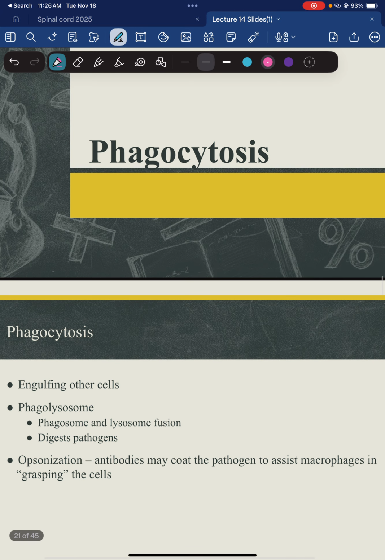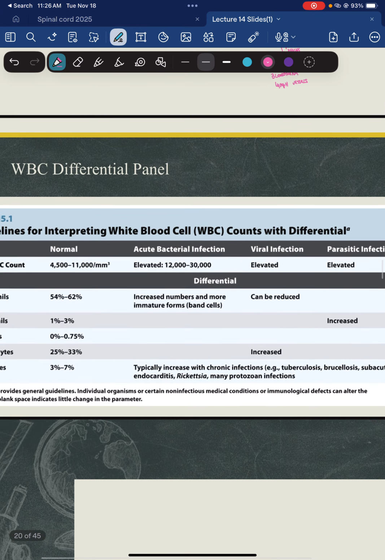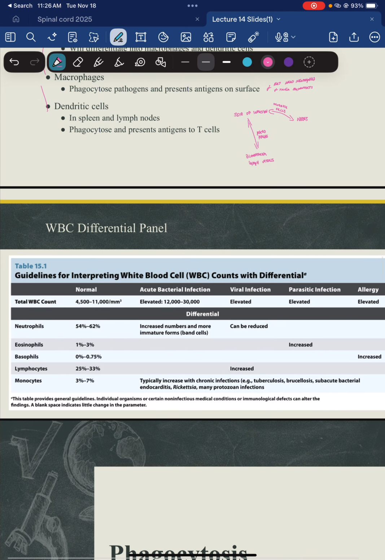But back to our panel, we can look at which ones are raised, which ones are lowered, find patterns, and kind of have a guess into what's going on in the body. For example, viral infections, we usually see an increase of lymphocytes. For parasitic infections, we usually see an increase of eosinophils. For allergies, we usually see an increase in basophils. This can also be eosinophil disorders as well.